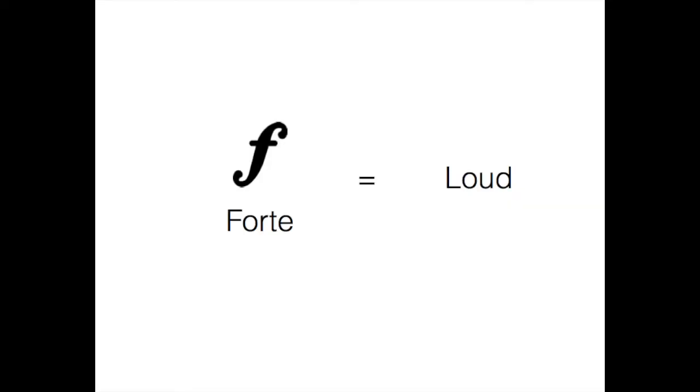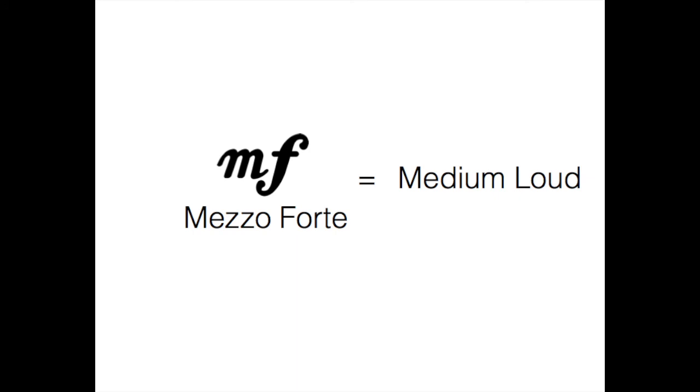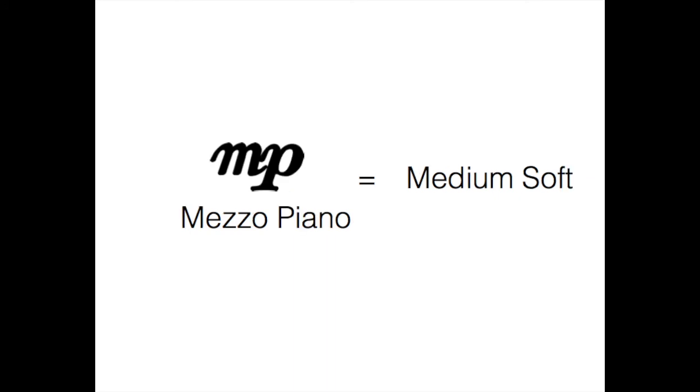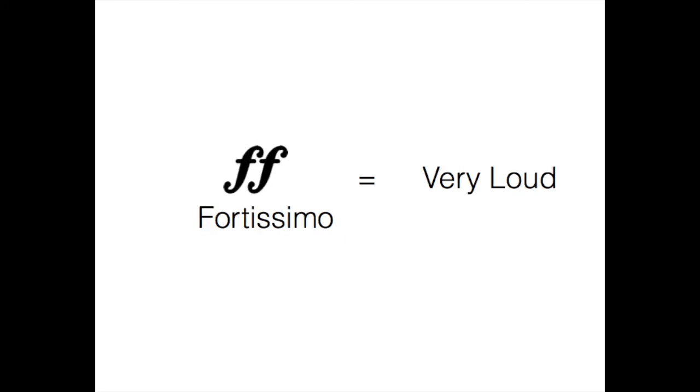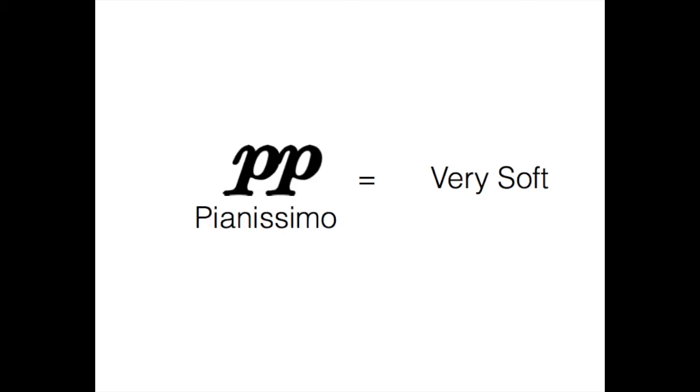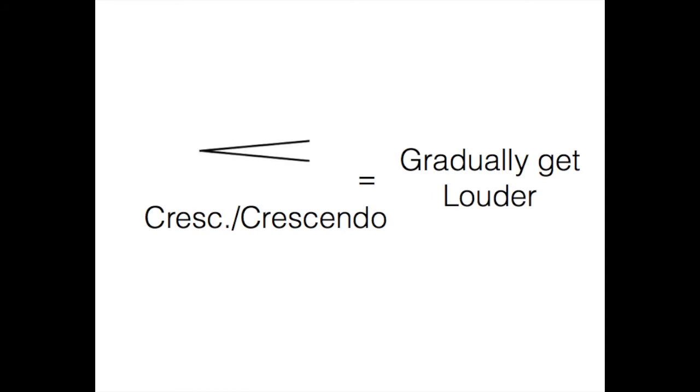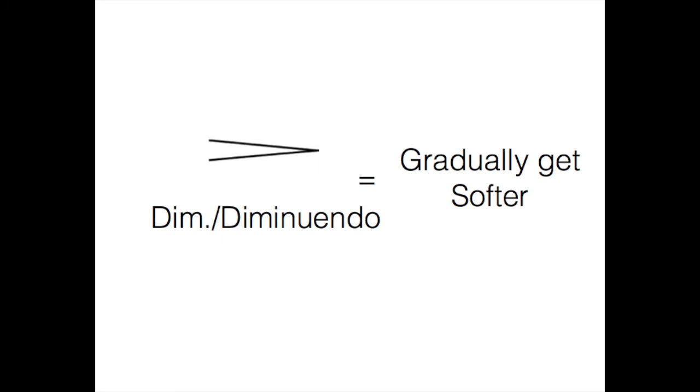Forte means loud. Piano means soft. Mezzoforte means medium loud. Mezzopiano means medium soft. Fortissimo means very loud. Pianissimo means very soft. Crescendo, to gradually get louder. Diminuendo, to gradually get softer.